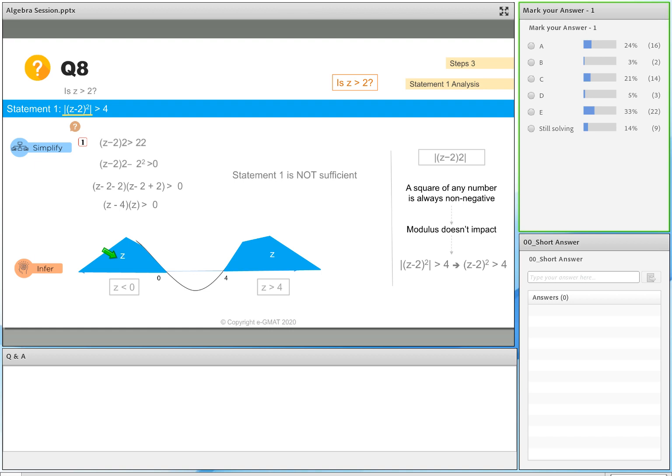So 24% of people who marked A got this wrong. You can keep typing in the chat box. I'll try to take as many questions as I can.